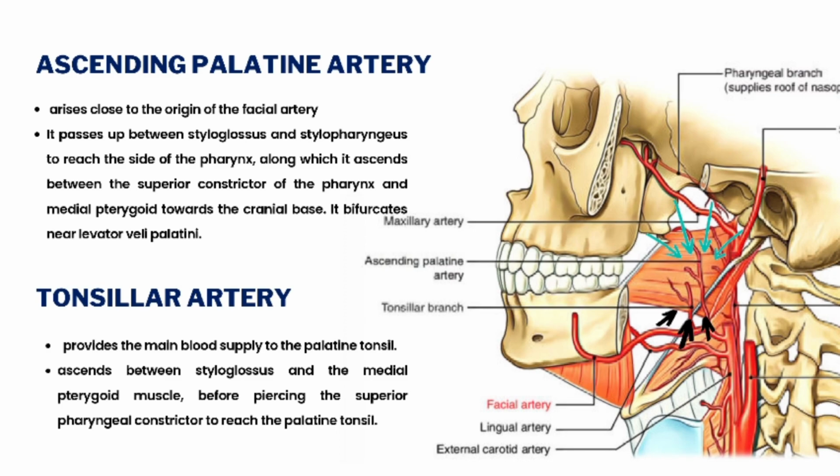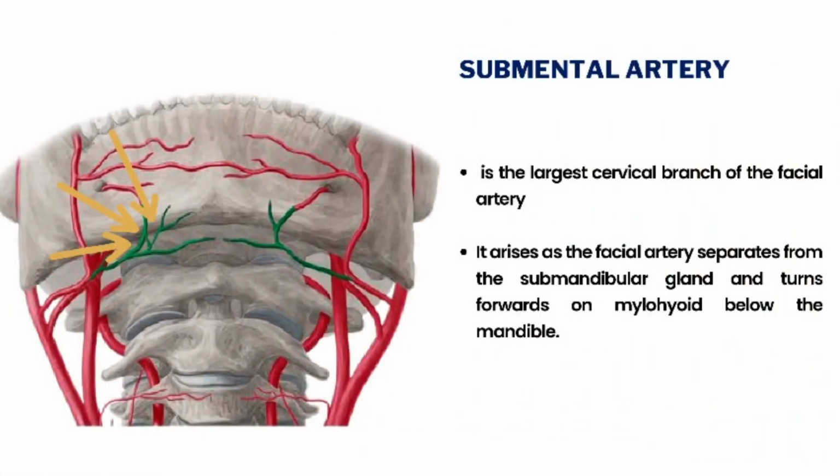The tonsillar artery ascends between the styloglossus and the medial pterygoid muscles before piercing the superior pharyngeal constrictor to reach the palatine tonsil. It provides the main blood supply to the palatine tonsil. Next, submental artery. It is the largest cervical branch of the facial artery. The branch is given off just as the facial artery passes the submandibular gland.